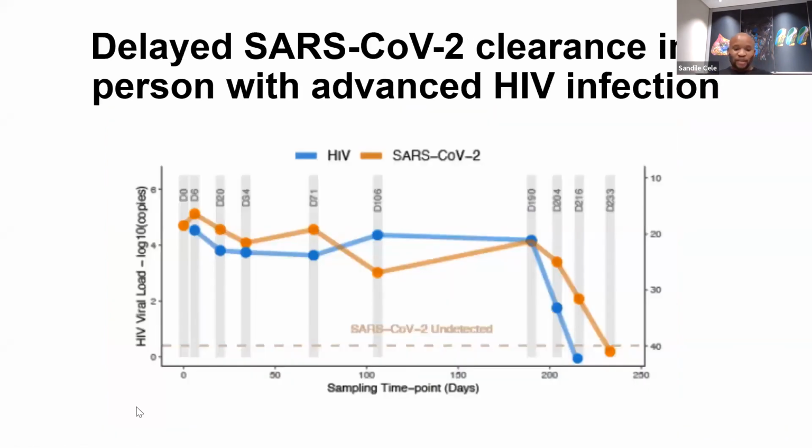Now I would like to share with you a case study of an individual that was infected with SARS-CoV-2 and remained infected for more than 200 days. Usually SARS-CoV-2 is cleared in less than 2 weeks after infection. But in this case, the participant was hospitalized with high HIV viral load.